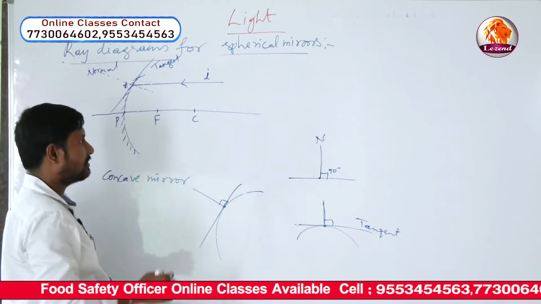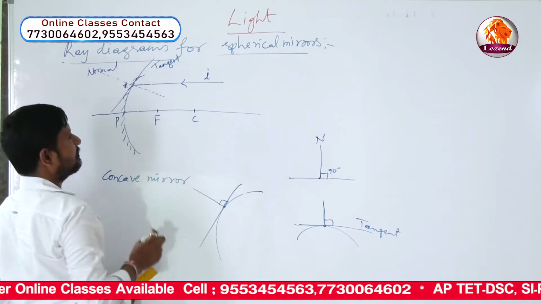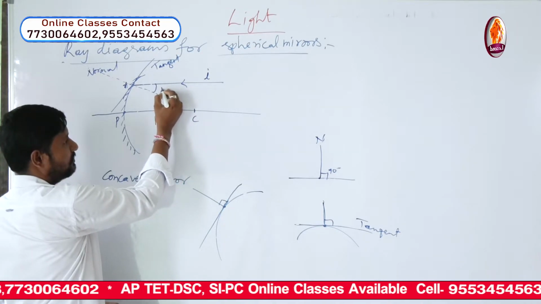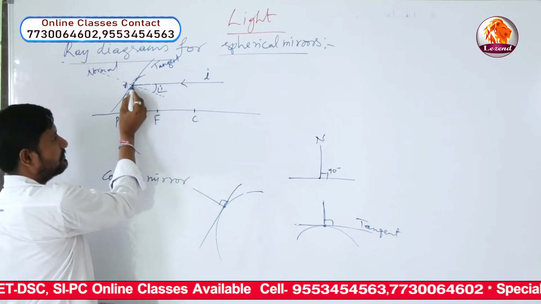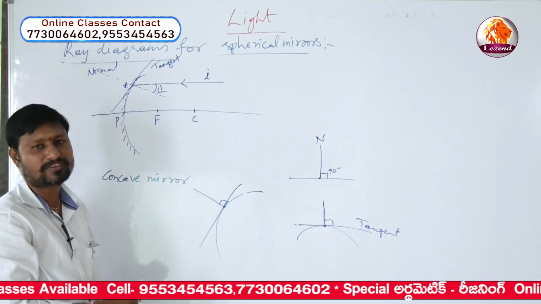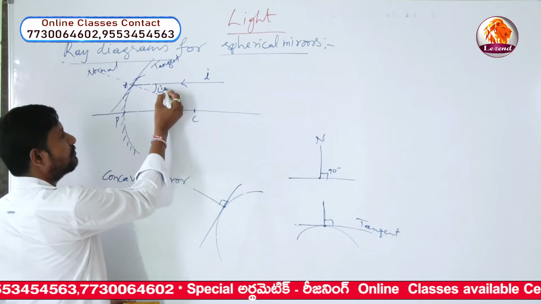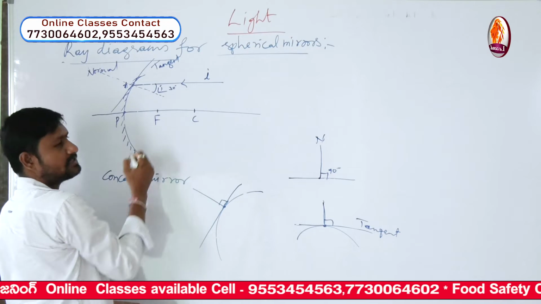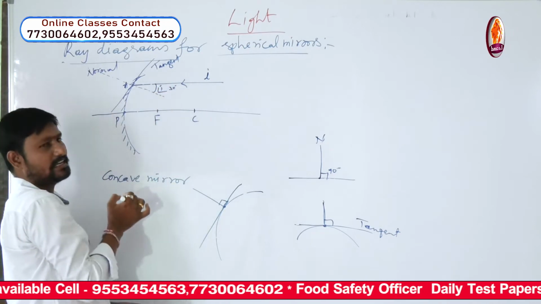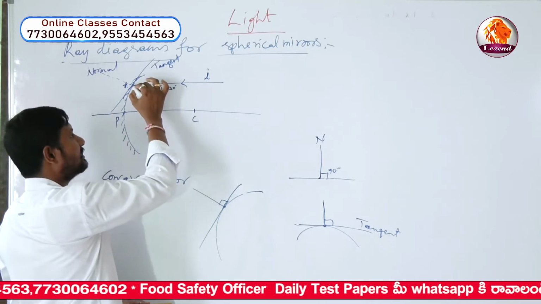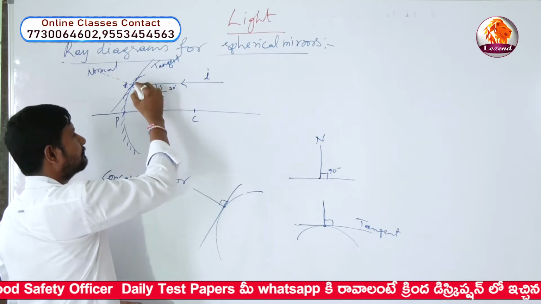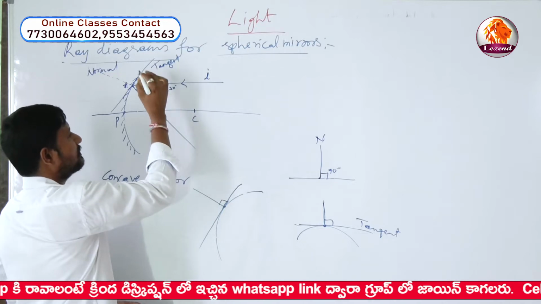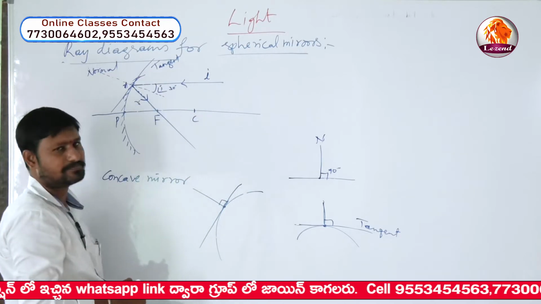This incident ray makes some angle with the normal drawn at this point of incidence. This is called the angle of incidence. For example, this is some 30 degrees. With the same angle, 30 degrees, we should draw another light ray. Now this will behave like a reflected ray.